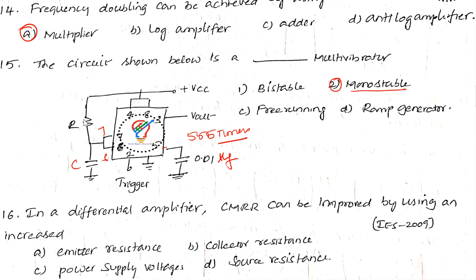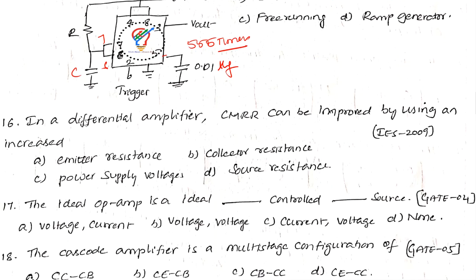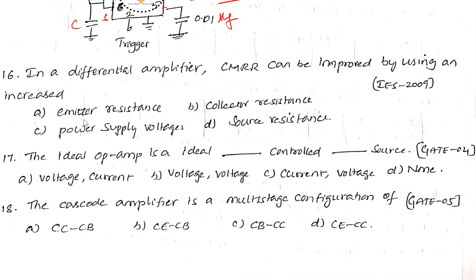Okay. Now next one, in a differential amplifier, the CMRR, common mode rejection ratio, can be improved by using an increased emitter resistance. So this question was asked in IES 2009.